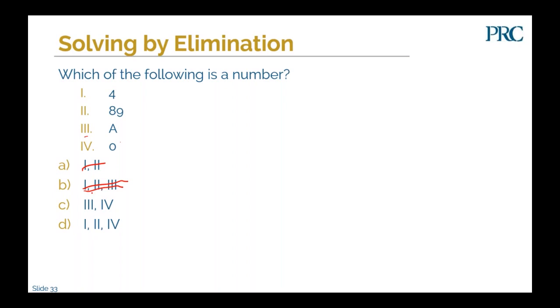Now, is there anything in common between C and D? No. So we can choose any one of these, 1, 2, or 3. We read 1. 1 is a number. The answer is D. If 1 is not a number, the answer is C.